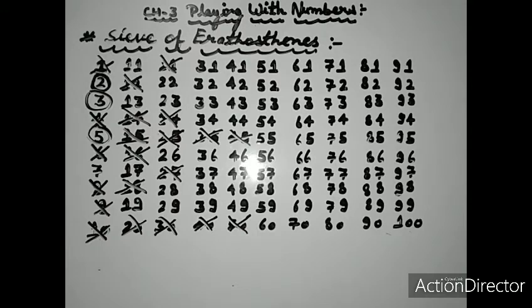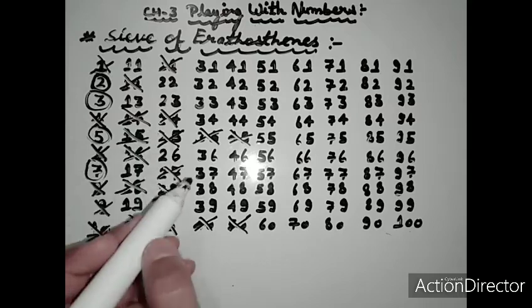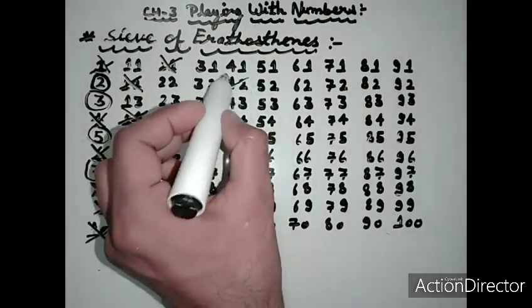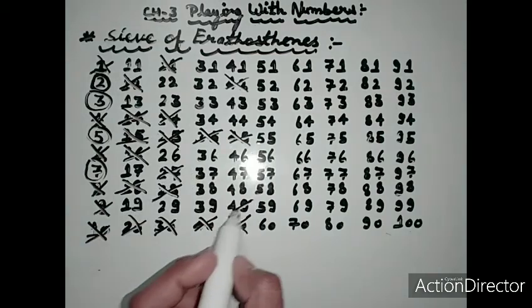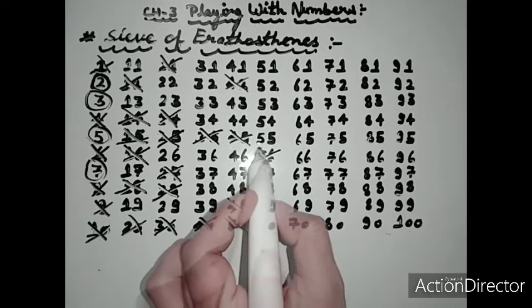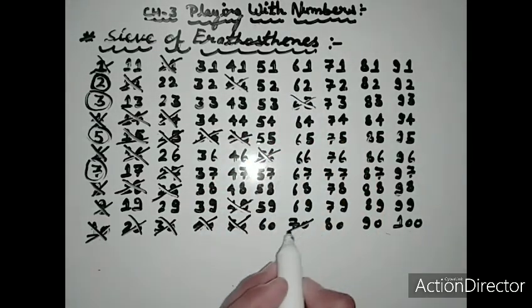Now we circle number 7 and cross out the multiples of 7. 7 1s are 7, 7 2s are 14, 7 3s are 21, 7 4s are 28, 7 5s are 35, 7 6s are 42, 7 7s are 49, 7 8s are 56, 7 9s are 63, and 7 10s are 70.